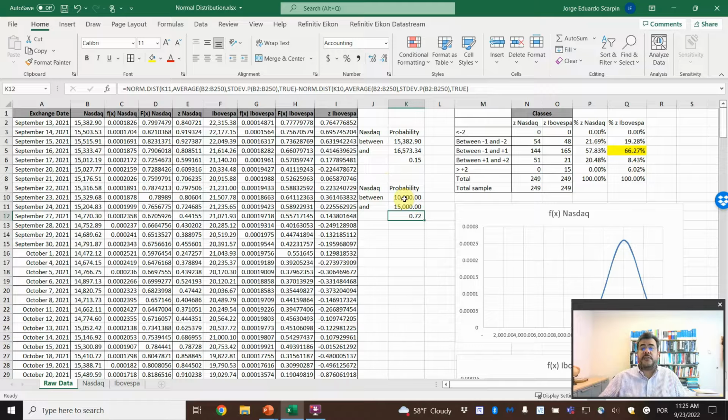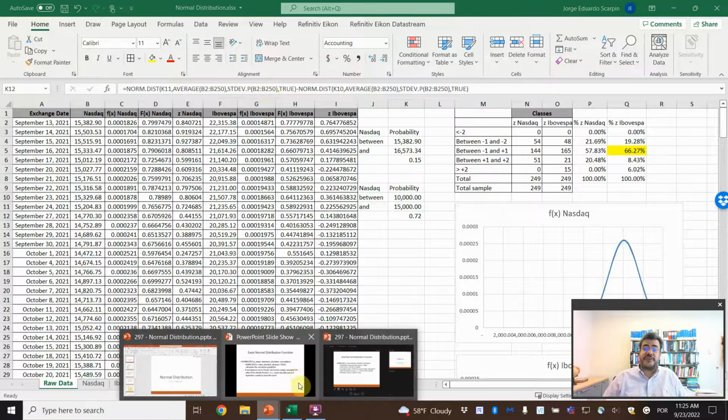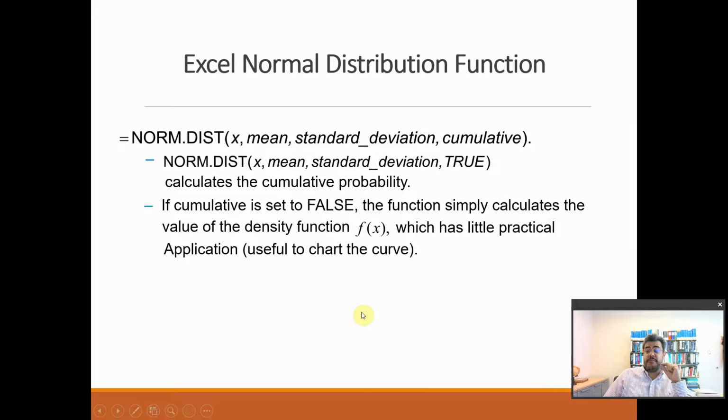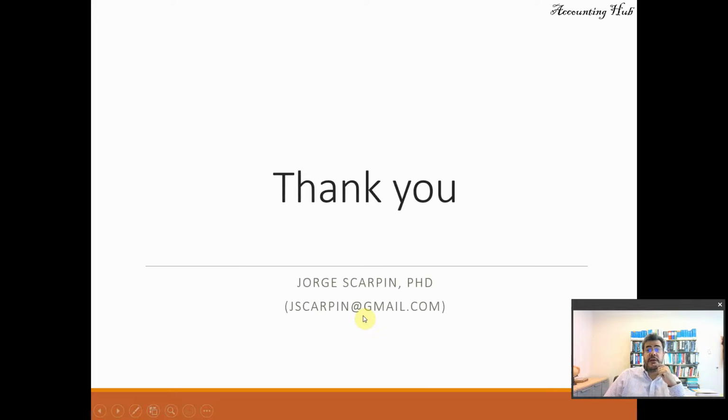So this is the normal distribution, and we can do the same for Ibovespa and so on. And if we have a cell with mean or average and standard deviation, we don't need to add this formula for average and standard deviation. That's a matter of how many numbers you will want to add here. Okay, guys, normal distribution, I think, is the most important distribution that we have.